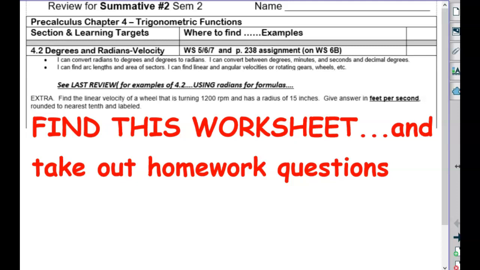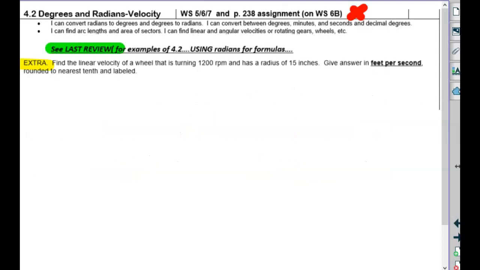Then it ends with this section that's up here, 4.2, the formulas for angular and linear velocity. There are 3 questions on this section. It has an arc length, an area of a sector, and an angular linear velocity. The only one I put on the review is an extra angular linear velocity question. The rest you can see from the review from last time or your homework check from last time.